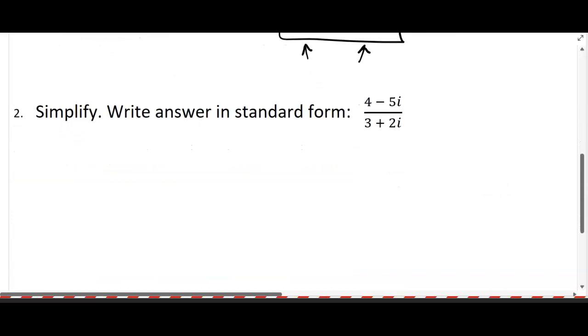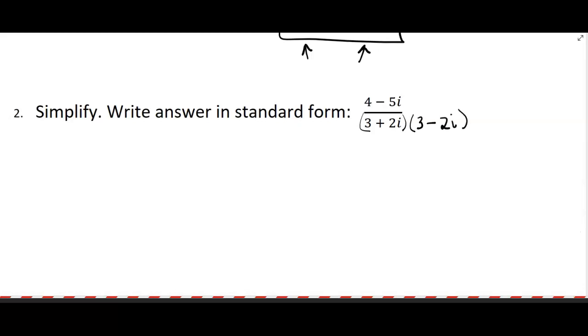Here we have a kind of division thing set up. We don't actually divide with complex numbers like this. We're going to multiply by the conjugate, which was 3 minus 2i. Most people got that part right. They knew to multiply by 3 minus 2i. But then either they did the top part or the bottom part or something went wrong.